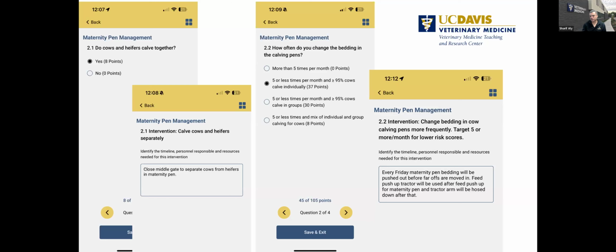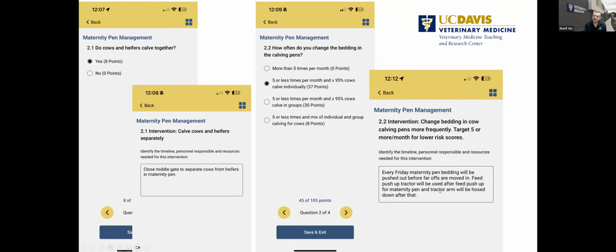The next screenshot will show you what change you want to do. For example, it could be something like every weekday, a specific weekday, that the maternity pen bedding will be pushed off before the far-offs are moved into the maternity pen. Some details may be entered, and I was working a couple years back with somebody. We would actually say, who's the worker or the staff who's going to help with that.